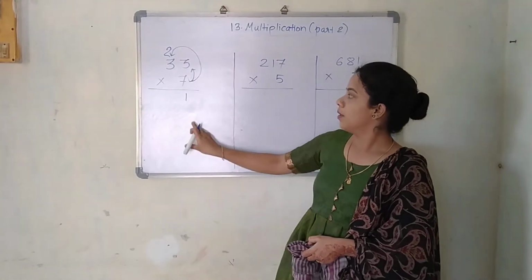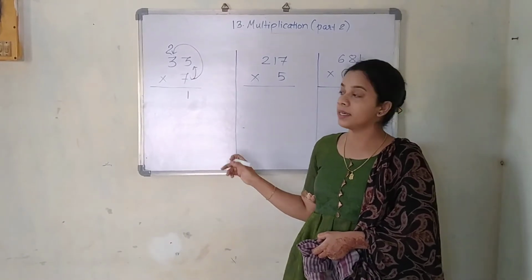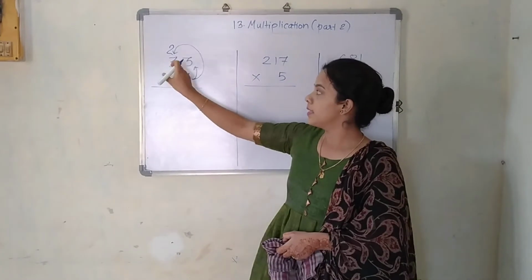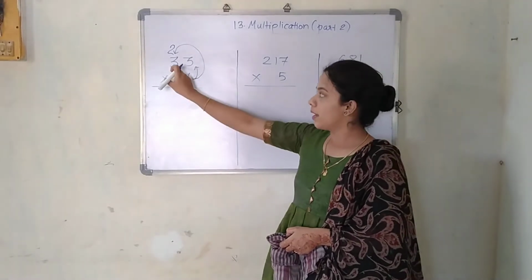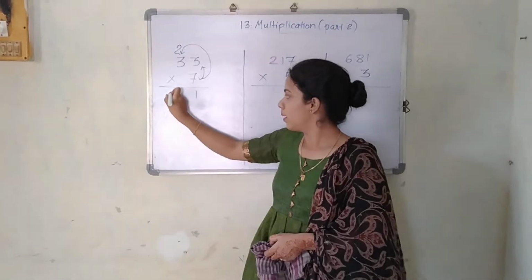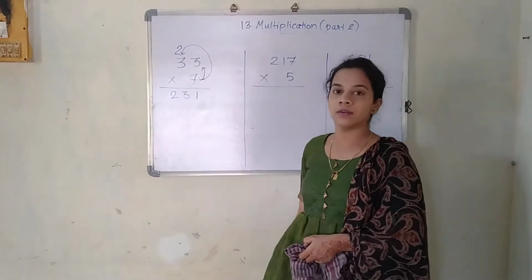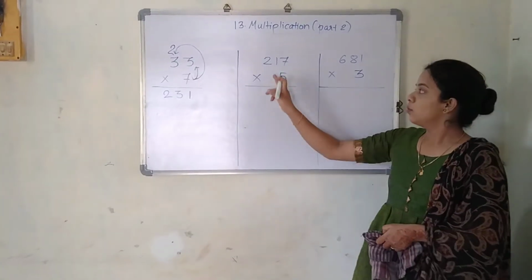So 7 multiplied by 3 we have already done. Now 7 multiplied by this 3 is again 21, and 21 plus this 2 is 23. So that 23 you are going to write over here. Fine. So we are going to see the next question.